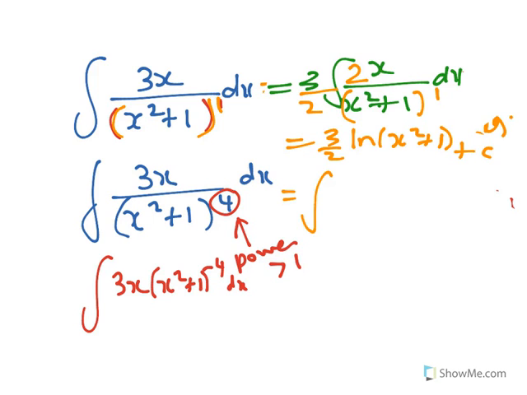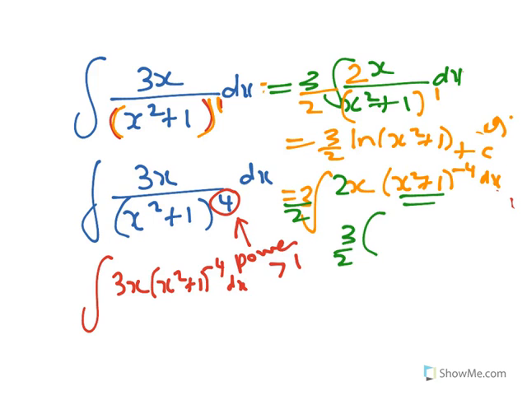Okay, this one here, bring the 3 out, so that's x squared plus 1 to the minus 4 dx. The derivative of x squared plus 1 is 2x, so put it over 2. 3 over 2. Add 1 to the power, which is minus 3.